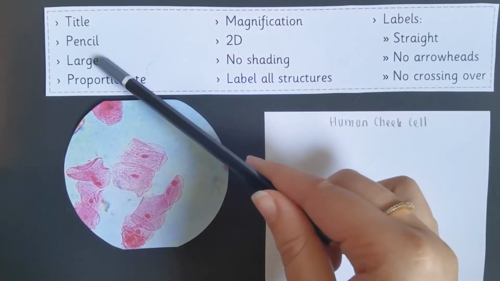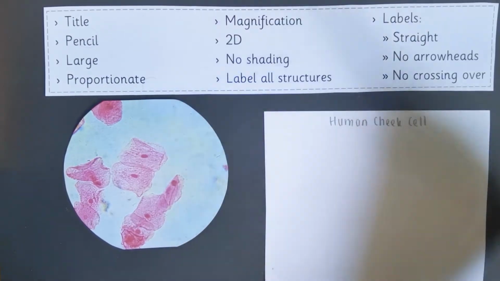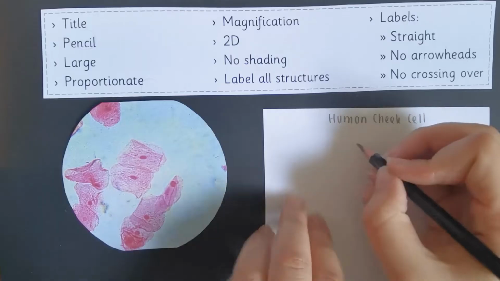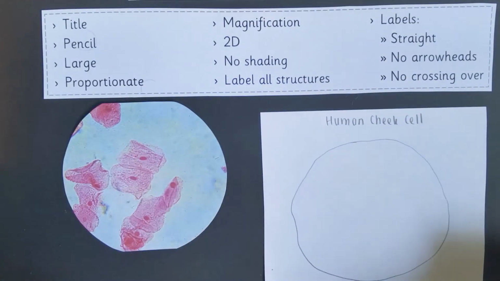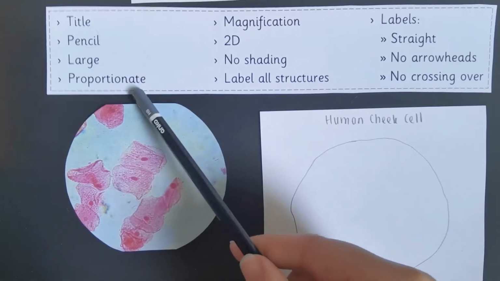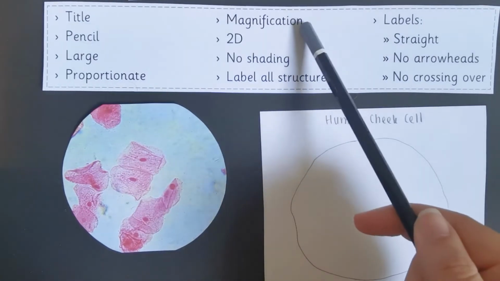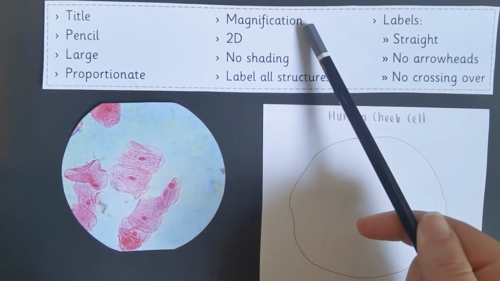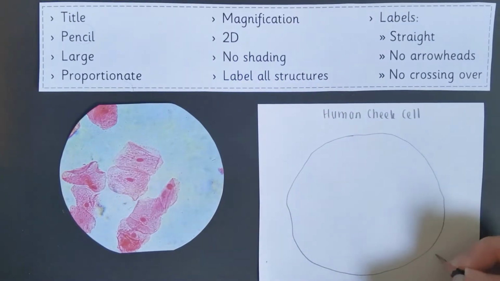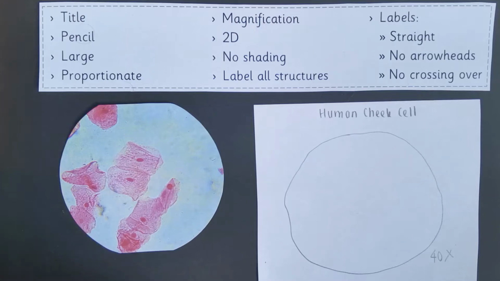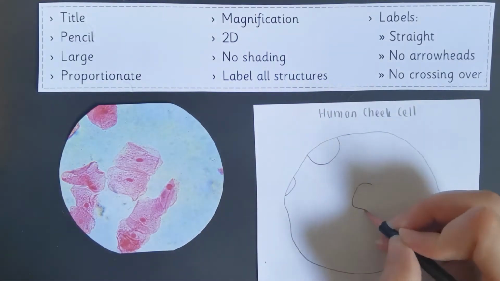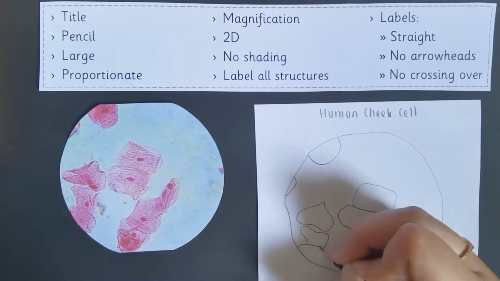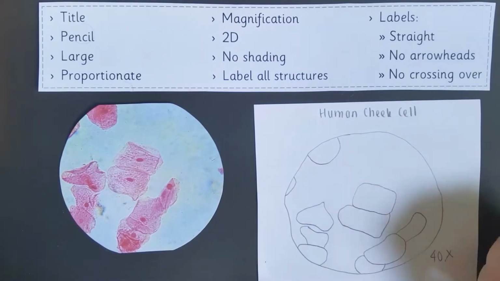So that's great. All right, next thing is we need to make sure that our diagram is large. So that means we're taking up the space that we've been given. We also need to make sure our diagram is proportionate. So that means if we've got different things in the picture that they're in proportion. We also need to make sure we've got the magnification. And so in this case, it should be 400 times magnification. We also want to make sure our diagrams are 2D. We want to make sure there's no shading, as you can see as I'm drawing now.